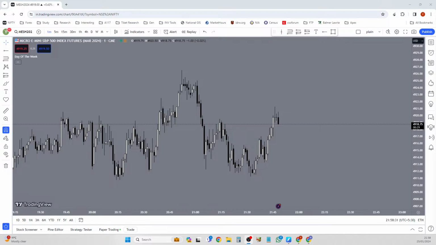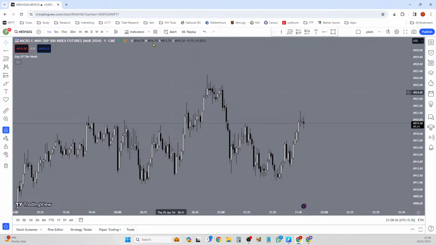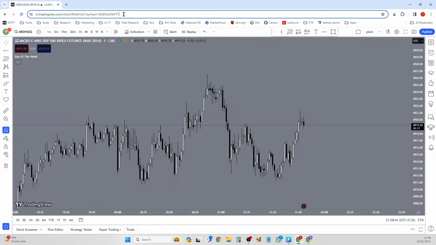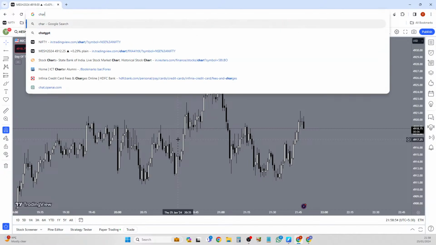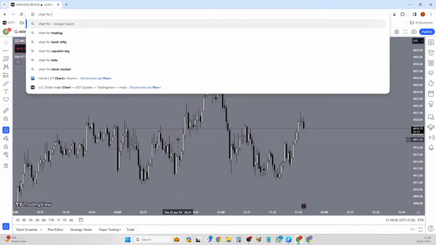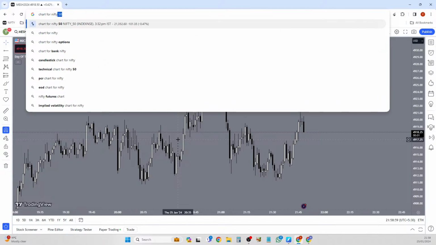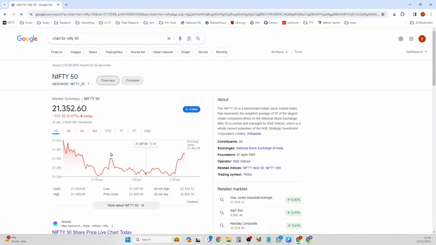So let's get started. Now, the very first thing that you have to understand about the charts is where to get it from. The first thing that worries people is, how do I open a chart? Where does it come from? And there are a number of resources from where you can pull up a chart. As simple as you can just Google chart for, let's say, Nifty. This is a simple chart that comes when you search for it on Google.